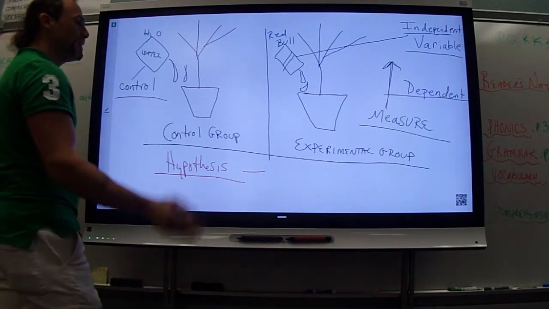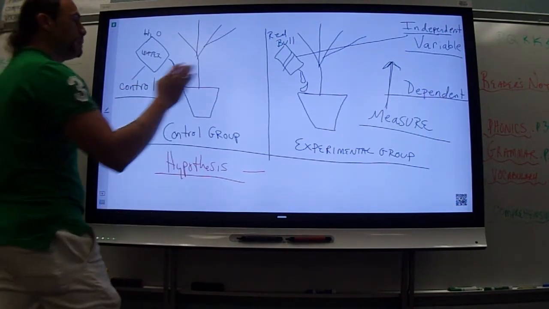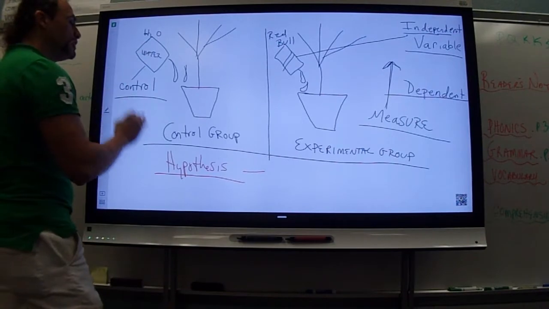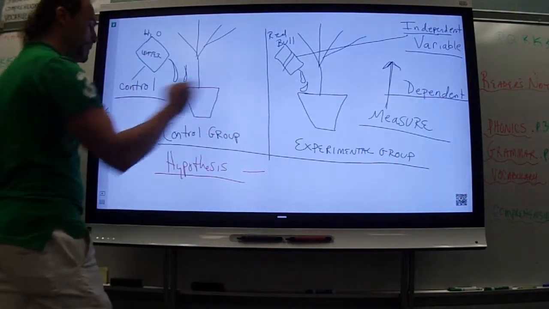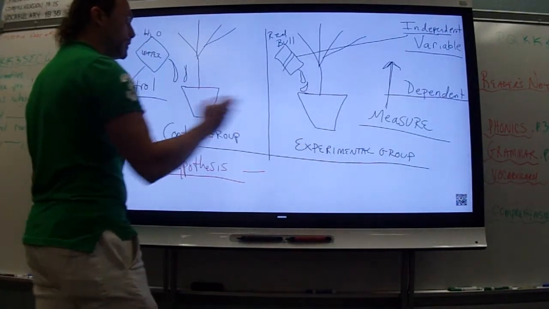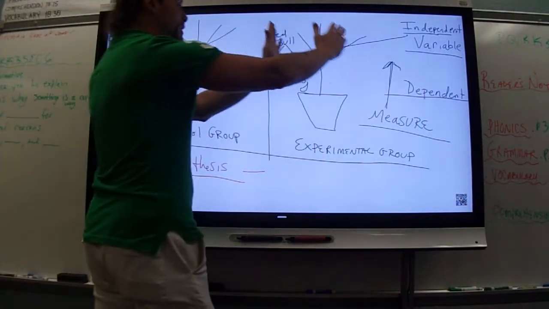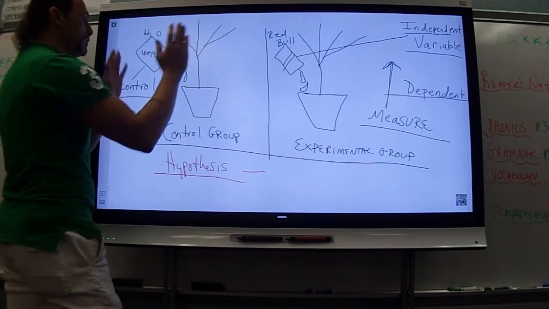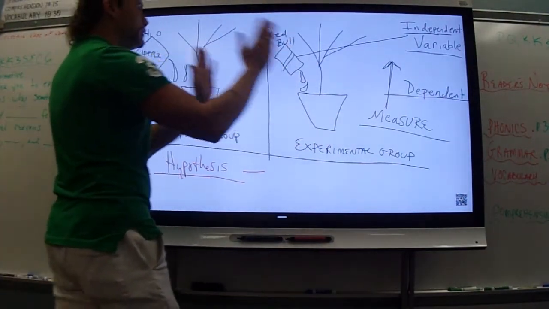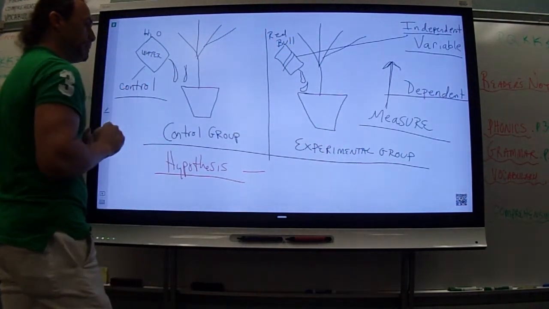Very important to know, essential to know, the setting must be exactly the same. The conditions must be exactly the same for both parts of this experiment, for both groups. So the same amount of light here as the same amount of light there, the same temperature in the room, everything has to be exactly the same.